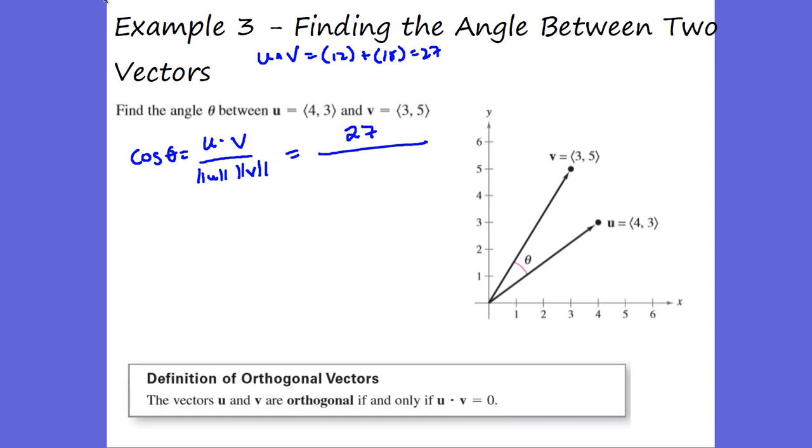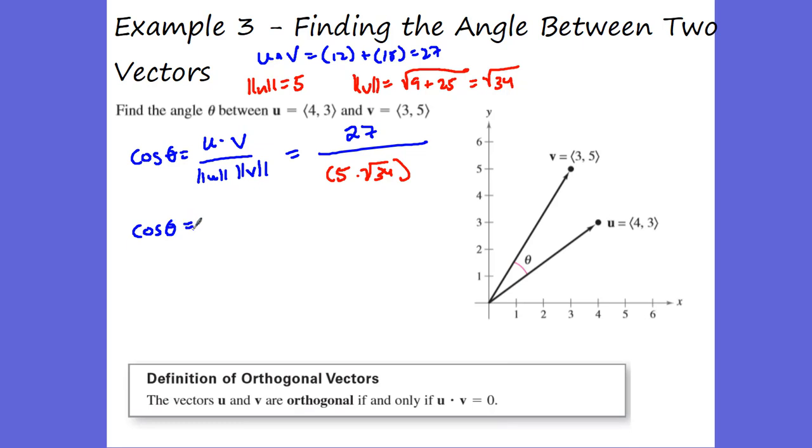For my denominator, we're going to do the magnitude of u. How do we find the magnitude of u? We do the Pythagorean theorem. 4 squared and 3 squared, square root. We end up getting 5. That's a 3, 4, 5 triangle. The magnitude of v ends up being 3 squared, which is 9, and 5 squared, which is 25, which gives me root 34. So what we have on our denominator is 5 root 34, because that is the magnitudes multiplied. Now we have cosine of theta equals 27 over 5 root 34.